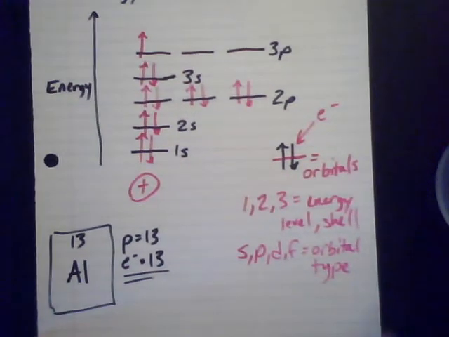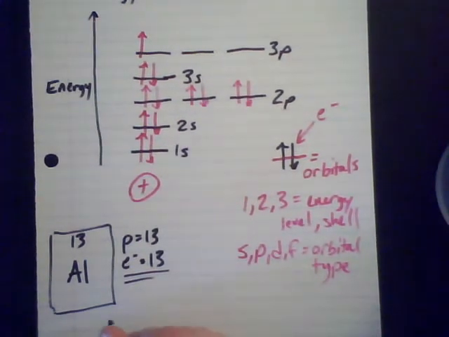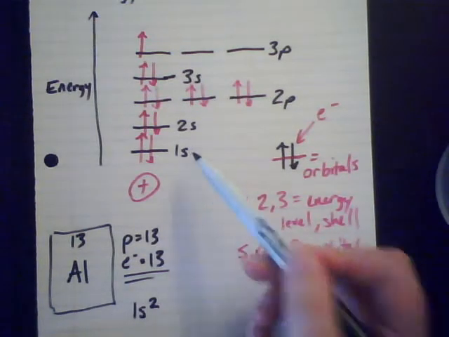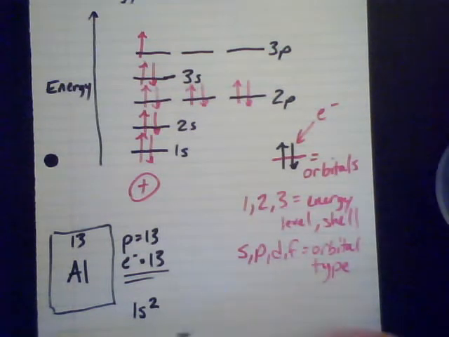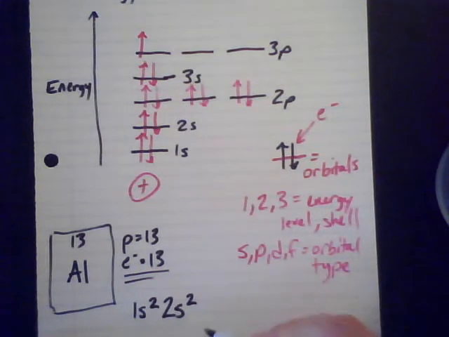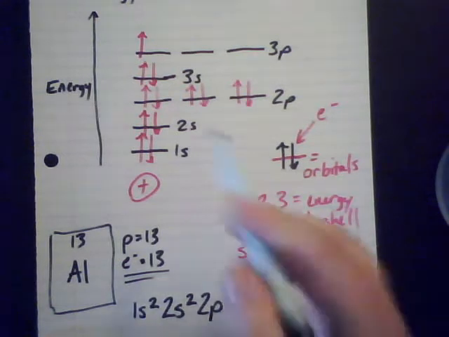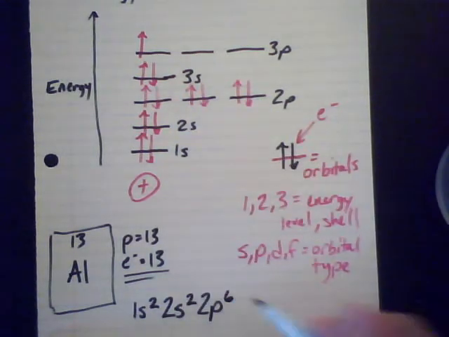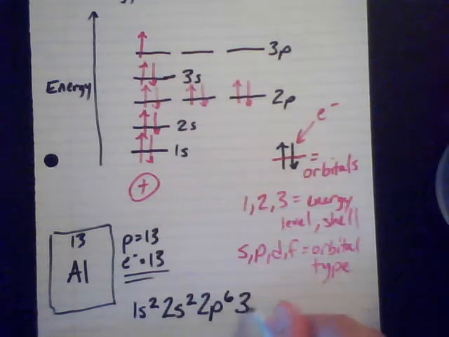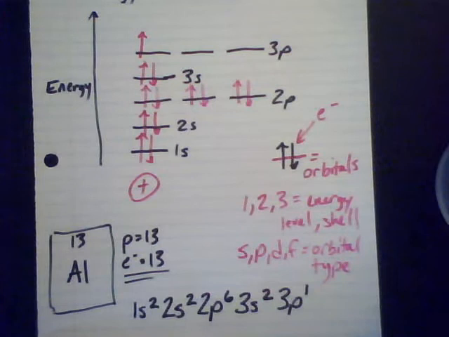So if I translate this energy level diagram into symbols, which are going to look very similar to these symbols here, then I could say I have 1s, 2. So in the 1s orbital, I have 2 electrons. In the 2s orbital, I also have 2. In the 2p orbital, I have 2, 4, 6. In the 3s orbital, I have 2. And in the 3p, I have 1.